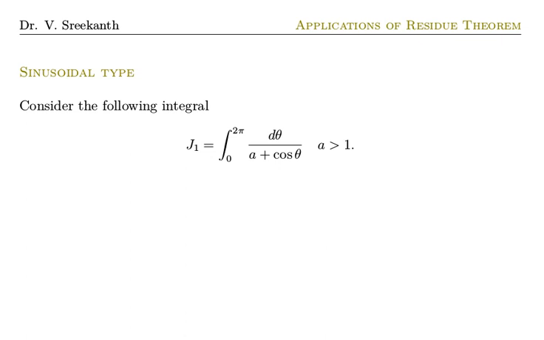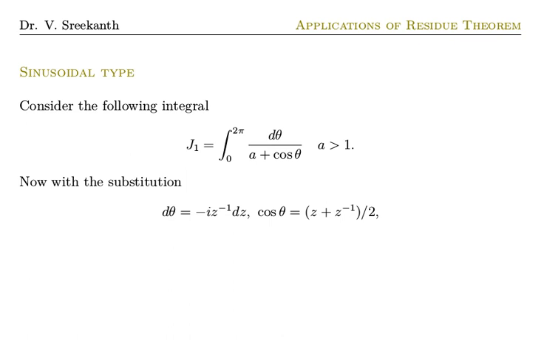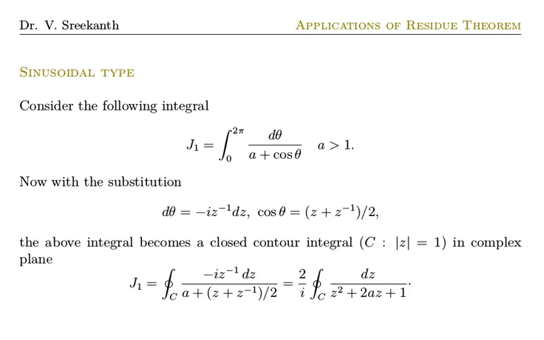So consider this example. We are evaluating J1, which is the integral from 0 to 2 pi of d theta by a plus cos theta, and the condition given is that a is greater than 1. That's the condition you are given. So again 0 to 2 pi d theta, everything looks fine. So we can complexify it by the following substitution, right? Only cos theta is involved, so z plus z minus 1 by 2, there is no sine theta involved, so it's easy. If you put these substitutions into the integral, what we get is J1 is equal to a closed integral over C.